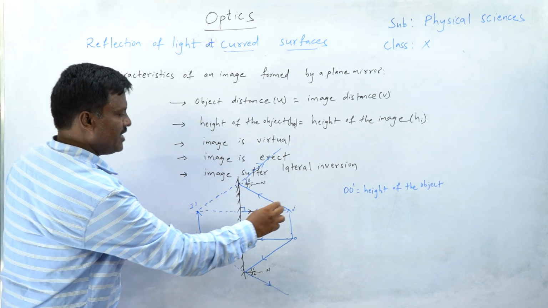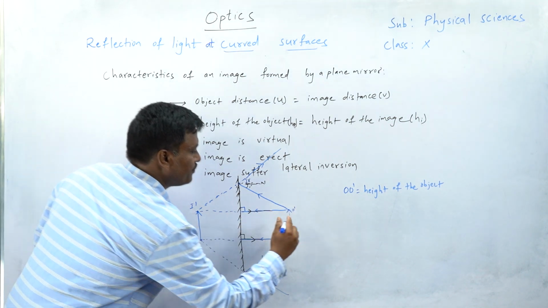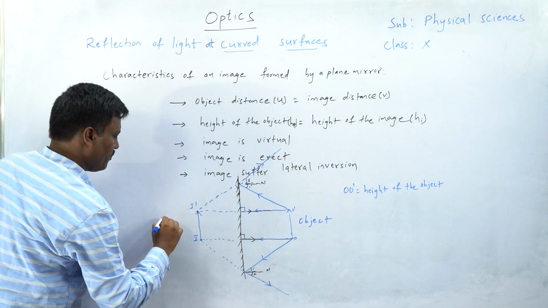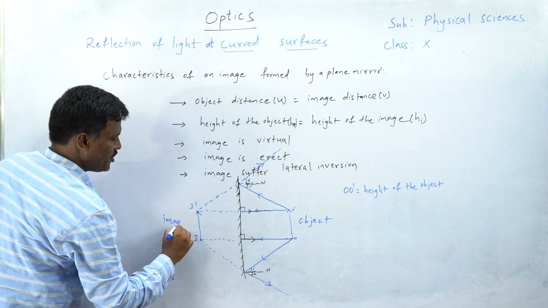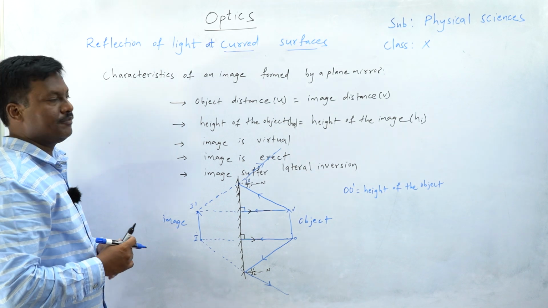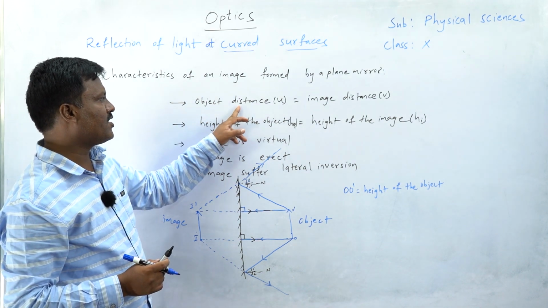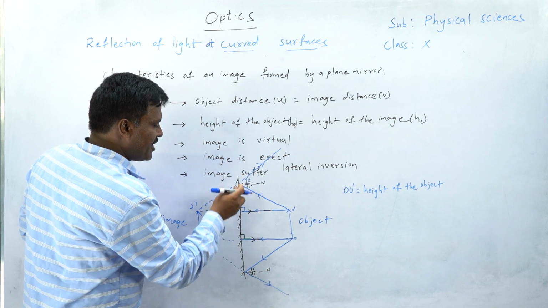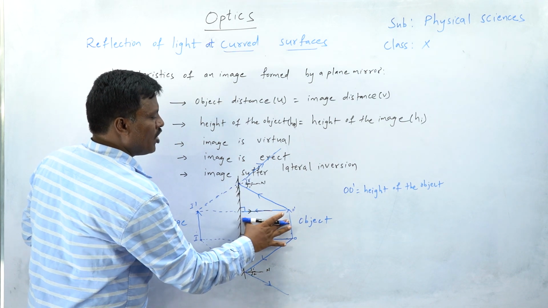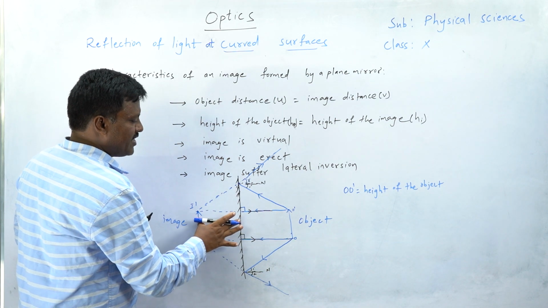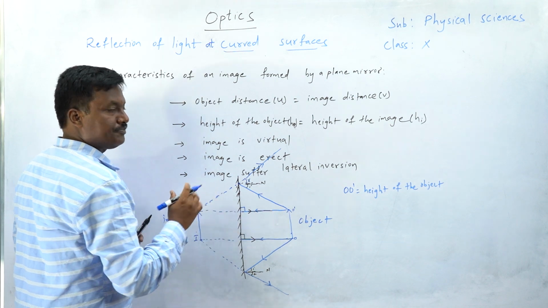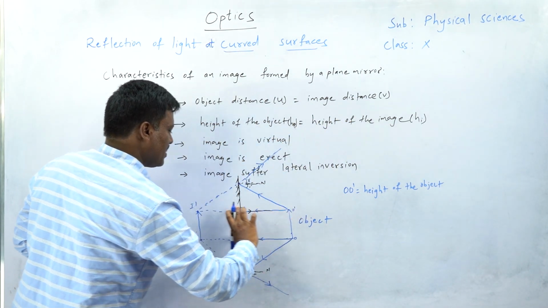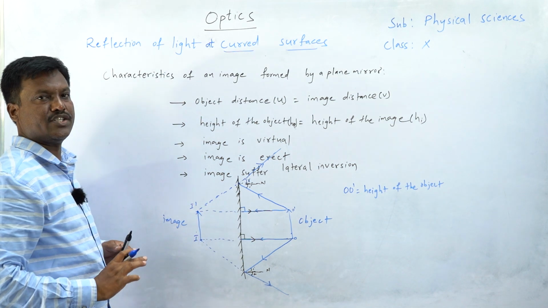Now you see, this is the object, this is the image. What is this? This is the object. What is this? This is the image, which is formed in the plane mirror. First, you see, the distance of the object is equal to the distance of the image. What is the distance of the object? The distance between the mirror and the object. This is called the object distance, and this is the image distance. Both are the same. The height of the object is equal to the height of the image. You see, this is the height of the object, and the image also has the same height.